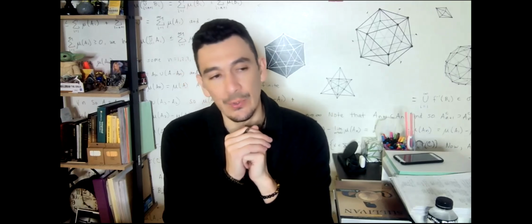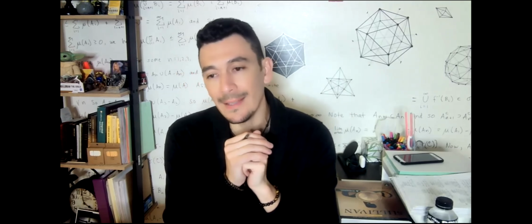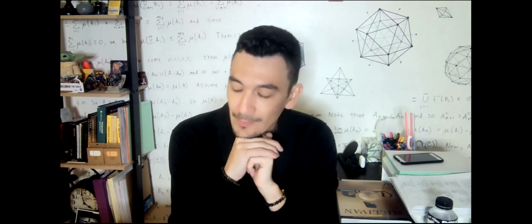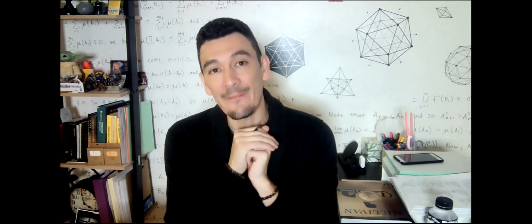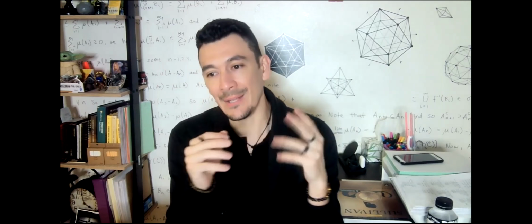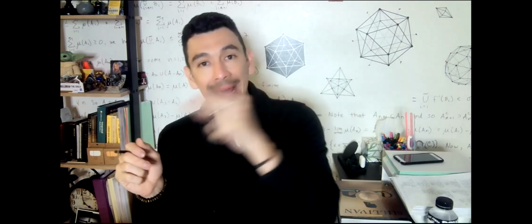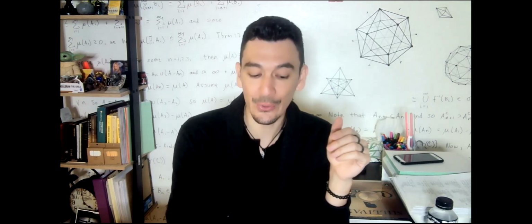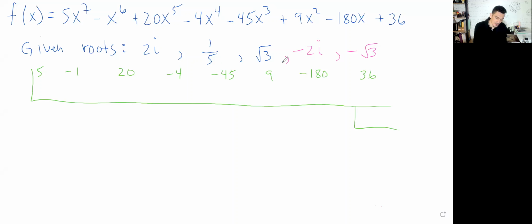If you have a root that's given to you, let's say they say that 5i is a root, just think of the number 5i. If it is given that 5i is a root, then you know what also is going to be a root? Negative 5i. Let's suppose that they tell you that the number negative square root of 11 is a root. Then do you know what else is also going to be a root? Positive square root of 11. These are called conjugates.